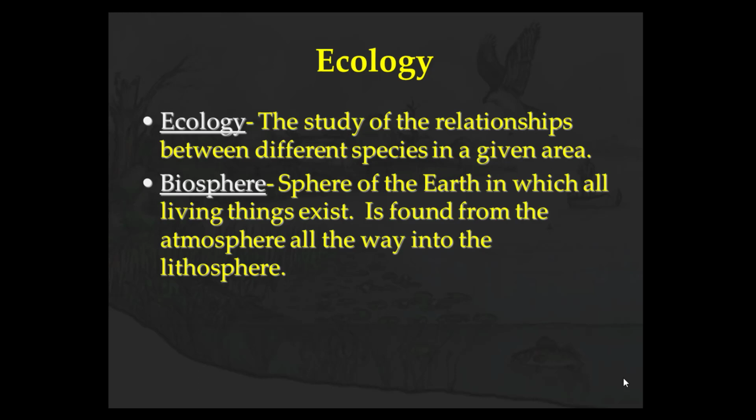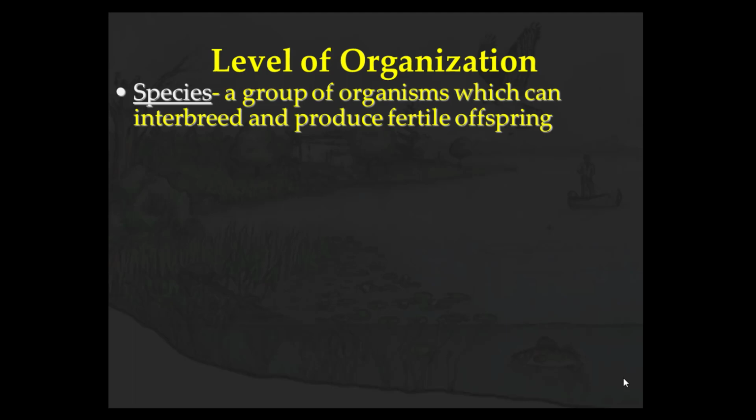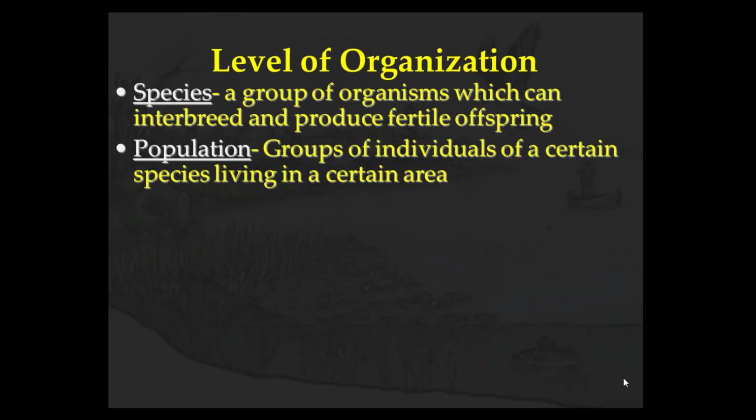Biosphere: the part of Earth in which all living things exist, found from the atmosphere all the way into the lithosphere. Levels of organization. Species: a group of organisms which can interbreed and produce fertile offspring. For example, species of animals like dog, cat, buffalo, cow, etc.